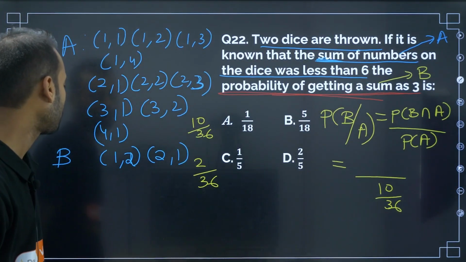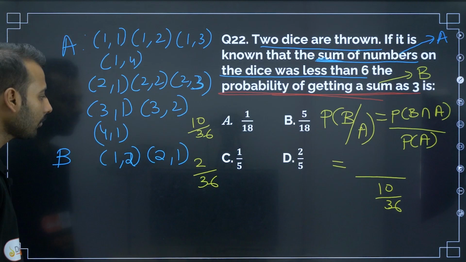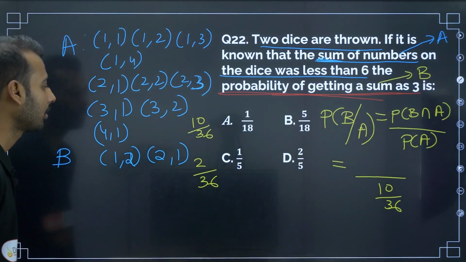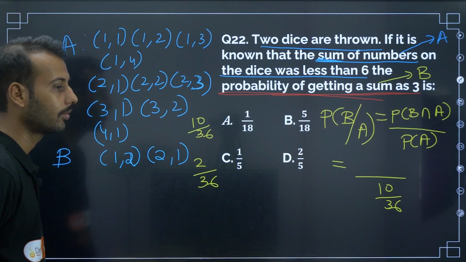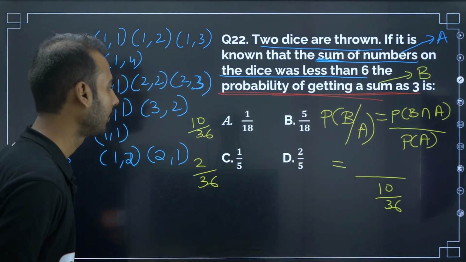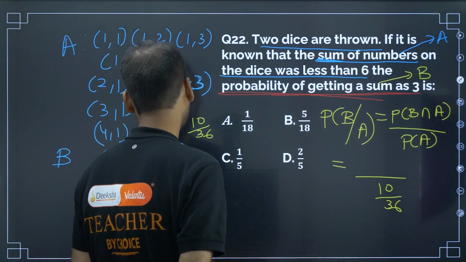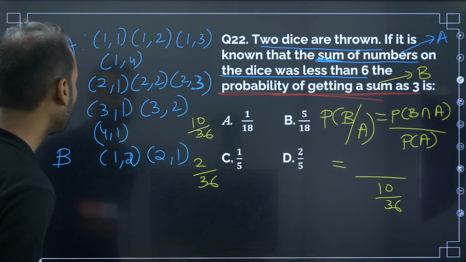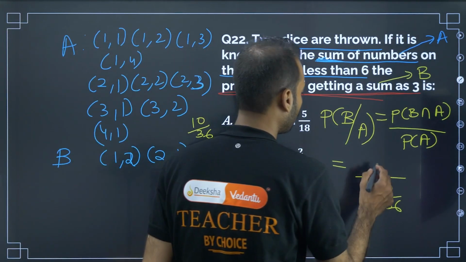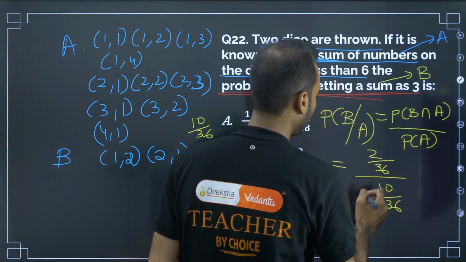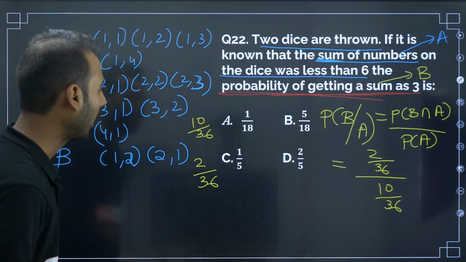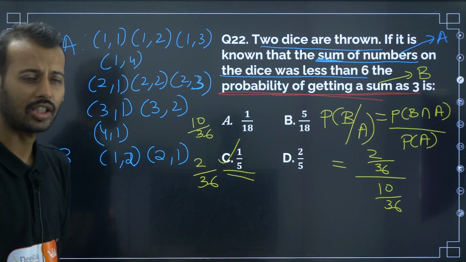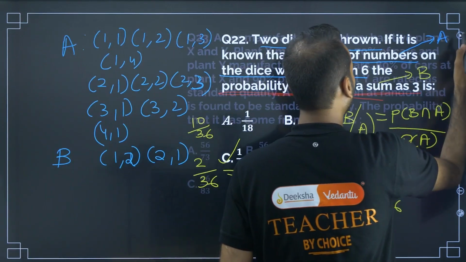Probability of B intersection A is how much? What is common between this and this? (1,2) and (2,1) are common, two things are common, so 2 divided by 36. So if I cancel, it is 1 by 5, C is the answer for this. Again, easy question, within 30 seconds we can solve this. Moving on to next question.